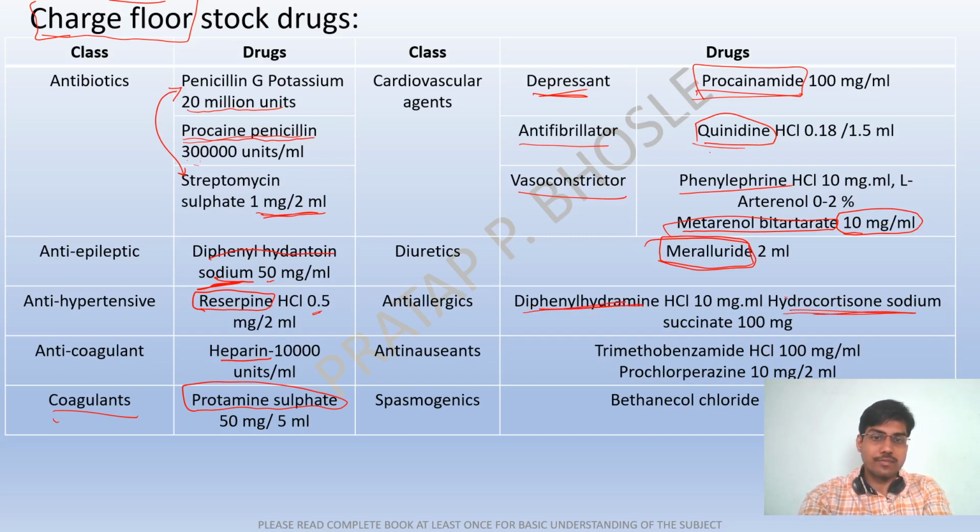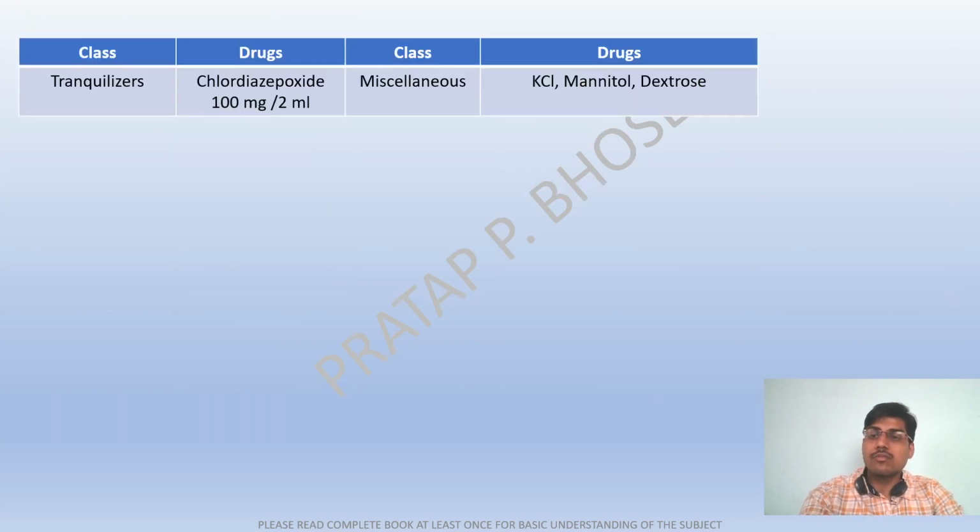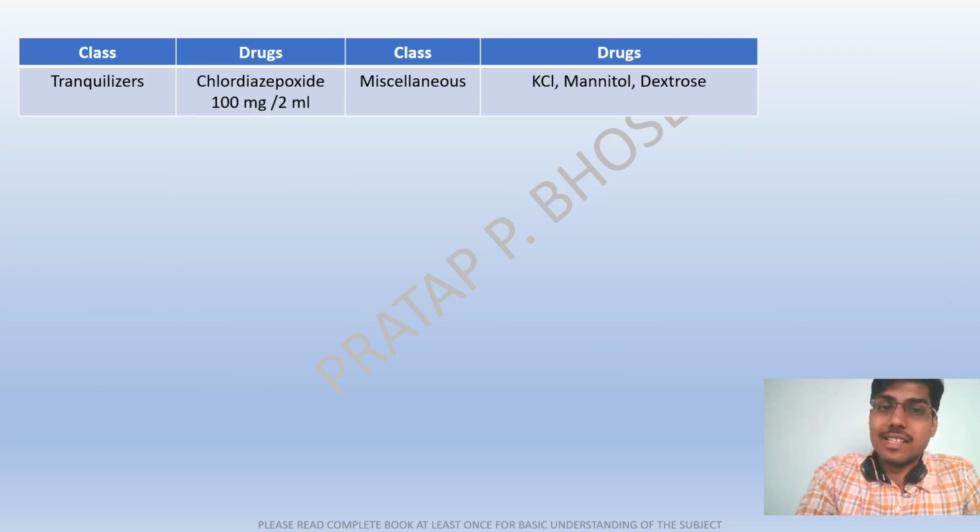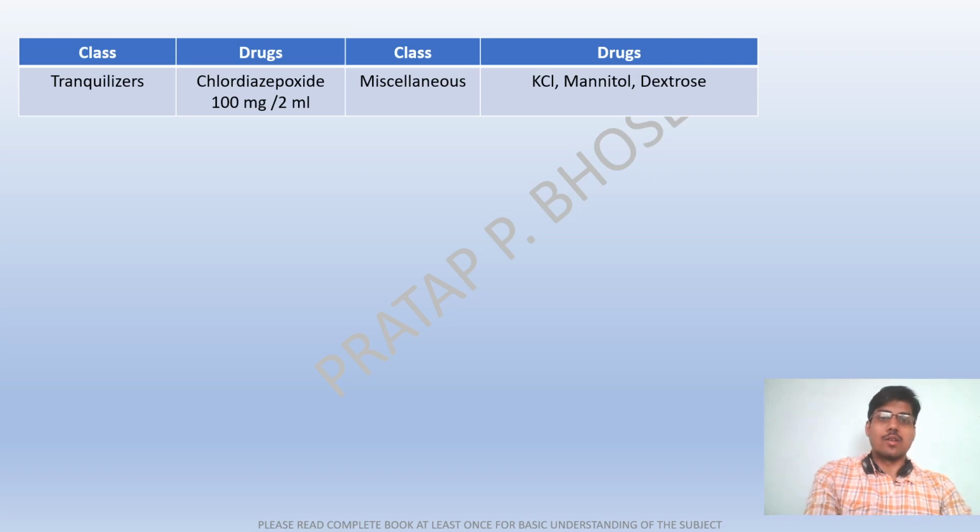Antiallergic. Antinauseant: trimethobenzamide and prochlorperazine. Spasmogenic is bethanechol chloride. The tranquilizer is chlordiazepoxide. Miscellaneous: potassium chloride, mannitol, dextrose.